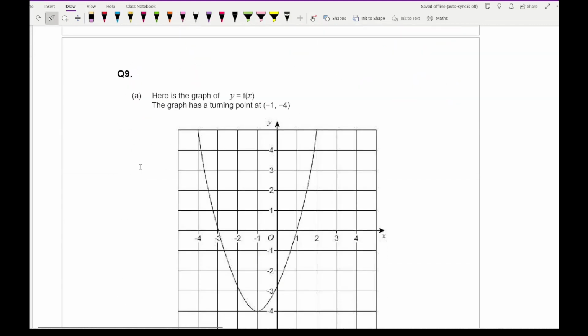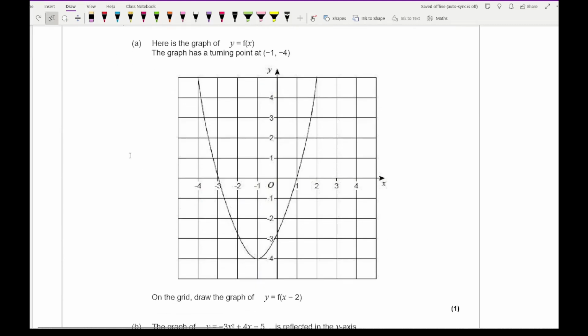Then moving on to our last question, it says here is a graph of y equals f of x. The graph has a turning point of minus 1, minus 4. On the grid, draw the graph of y equals f of x minus 2. So here we're affecting the x ordinates and we're subtracting 2. So what that means is we need to shift it to the right 2 places.